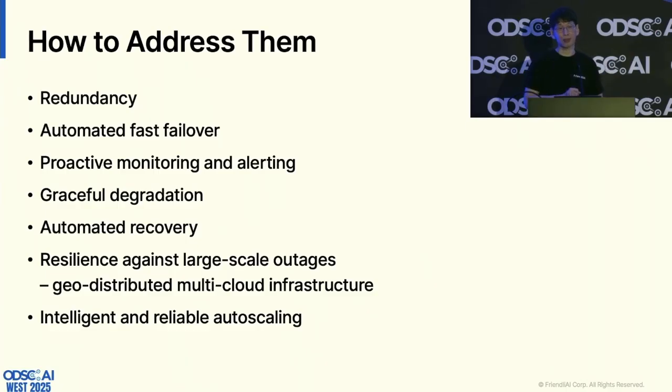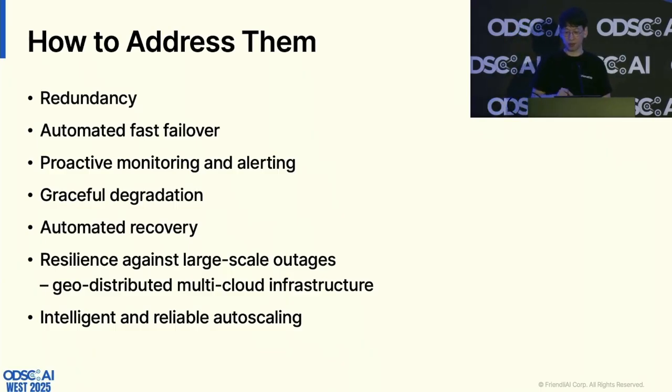Graceful degradation. This one is interesting. In the event of a partial system failure, non-critical features can be temporarily disabled while core functionality remains available. For example, your control plane may not be available for a minute, but your data plane is not affected. Automated recovery.